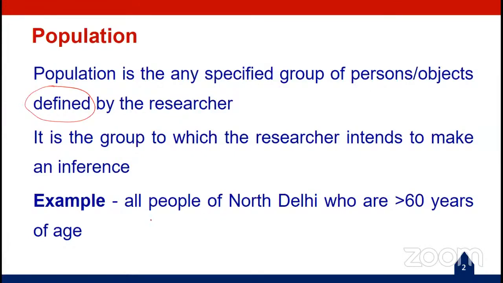I have an example. So this is one of the populations: all people of North Delhi who are more than 60 years of age. So this is a population which has been defined. That is the population of senior citizens who are residing in North Delhi. So this is a population.